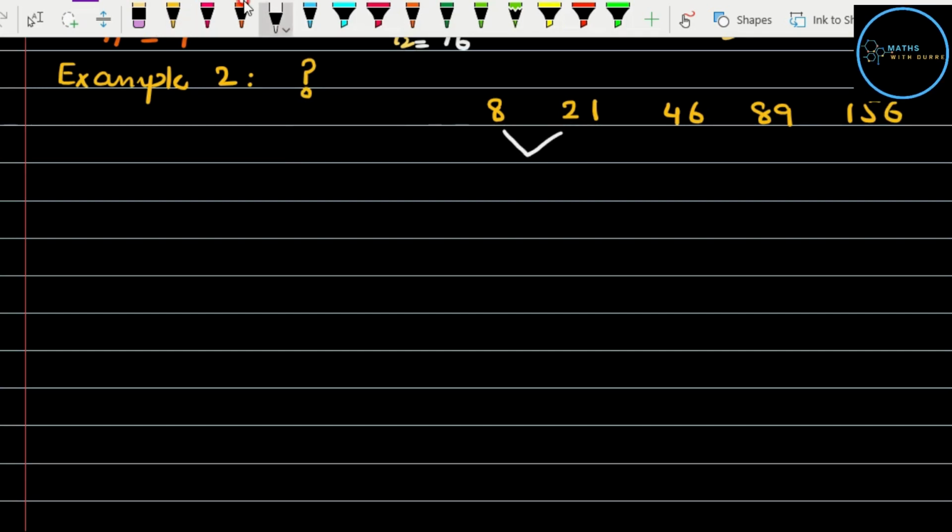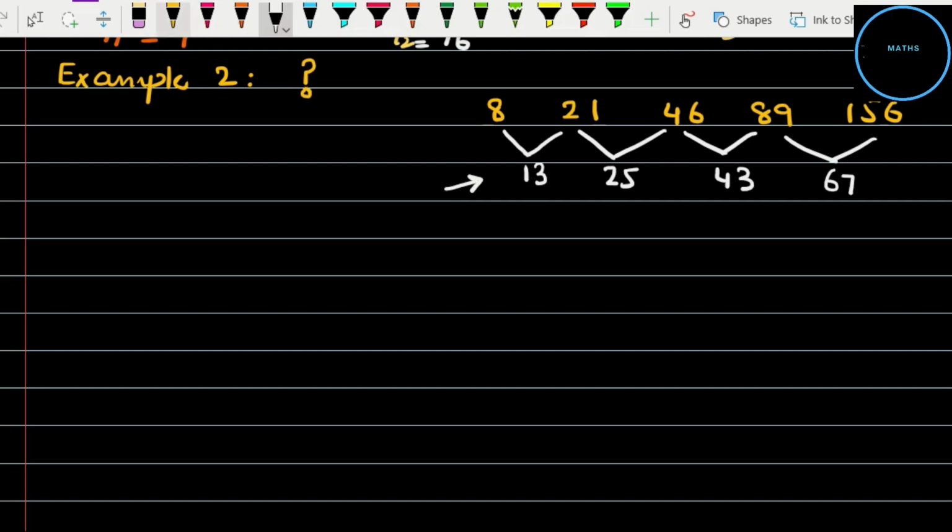21 minus 8. What is the difference of 21 minus 8? It is 13. What is the difference of 46 minus 21? It is 25. Difference of 89 and 46 is 43. And difference of 156 and 89 is 67. Stop at this step and check. Are these all constant terms? Means the all differences are same? No. So it means you need to find the further sequences.